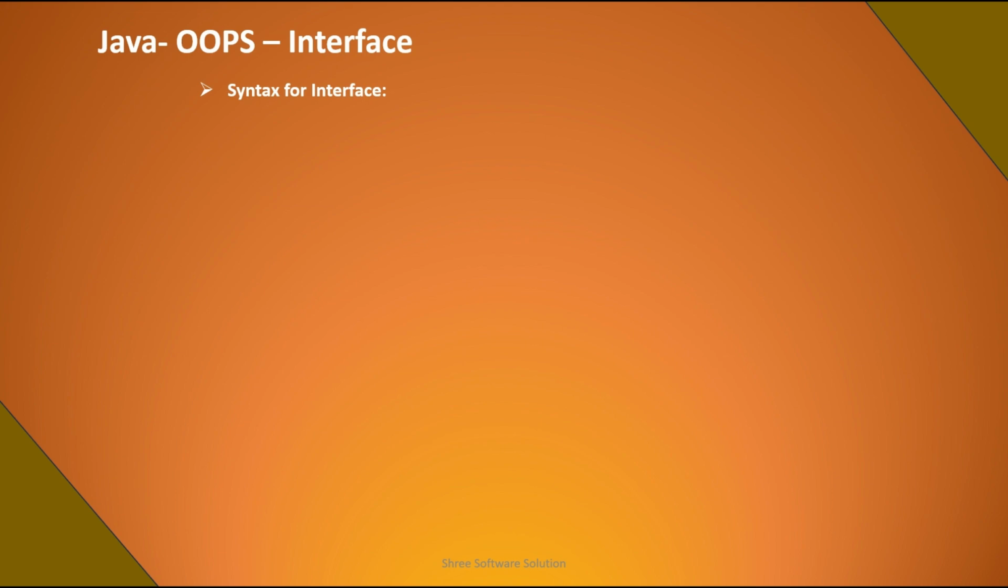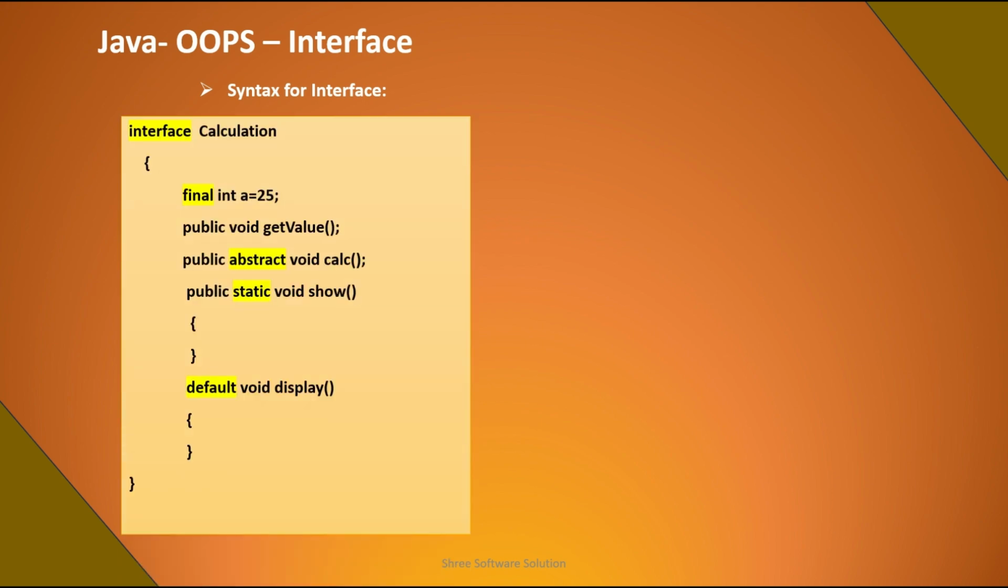Syntax for interface. Here I created the interface named calculation, with curly brackets opening and closing, like that I wrote. And inside that I declare the variable with the value. Okay, int a equal to 25. So we need to declare the variable with the value, not without value. But in the last session, in abstract class, we declared the variable both with value and without value, both will execute there. But here we need to assign the value by default whenever we declare the variable.